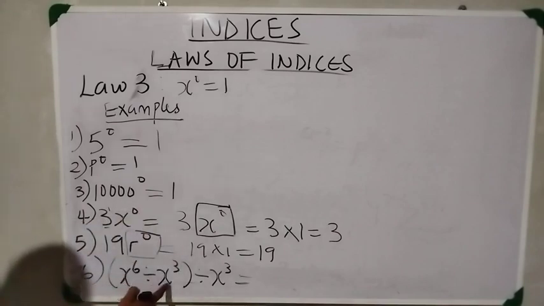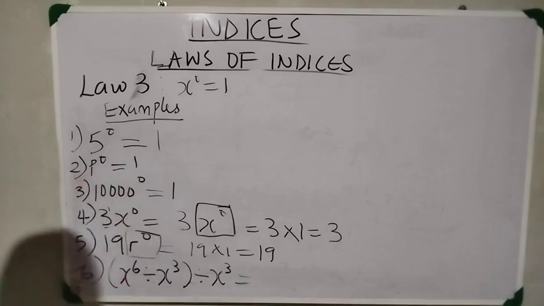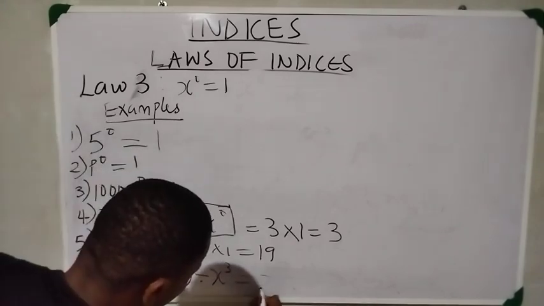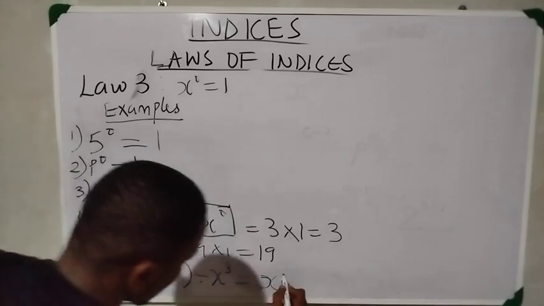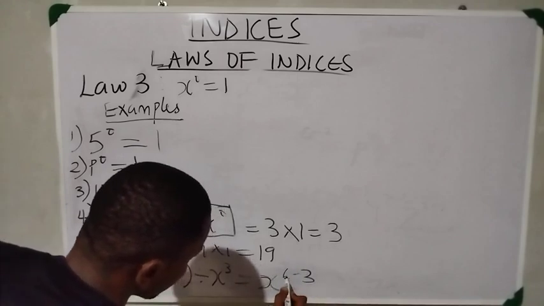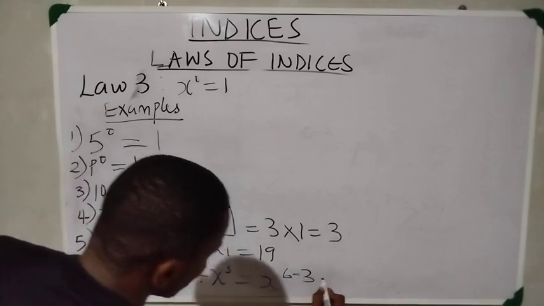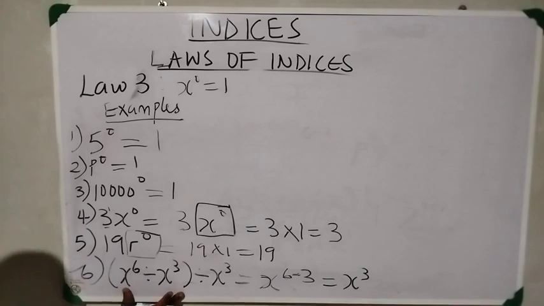X raised to the power 6 divided by x raised to the power 3. The bases, are they the same? Yes. And what are they doing? They are dividing. So that's the second law of indices. So I'm going to write the common base, x, and then since they are dividing, I'm going to subtract their powers. It's going to be x raised to the power 6 minus 3. Alright? 6 minus 3, which is x raised to the power 3. So everything inside this box, I've simplified to be x raised to the power 3. But I still have it divided by x raised to the power 3 waiting for me.